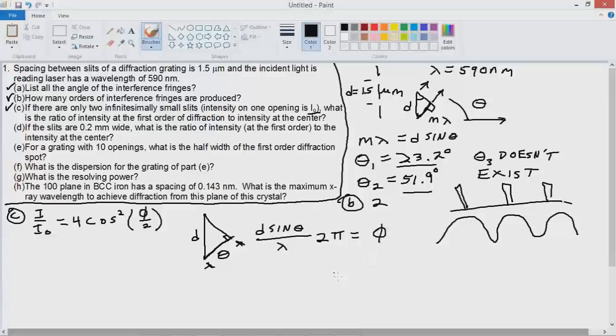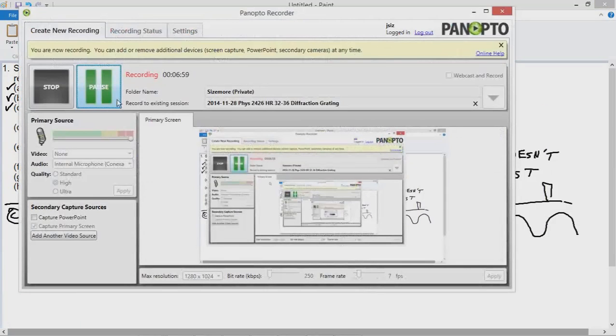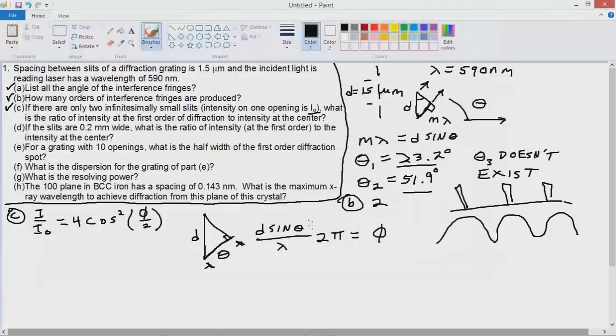And stopping just a moment for calculations, I'll be right back. This answer is actually quite easy when you think about it. At the first order diffraction spot, you're at this condition where m equals 1. So d sine theta over lambda equals 1. This factor right here is just 1. So the phase angle just equals 2 pi. Substitute 2 pi in there. What's the cosine squared of pi? 1. So this answer is actually pretty easy.